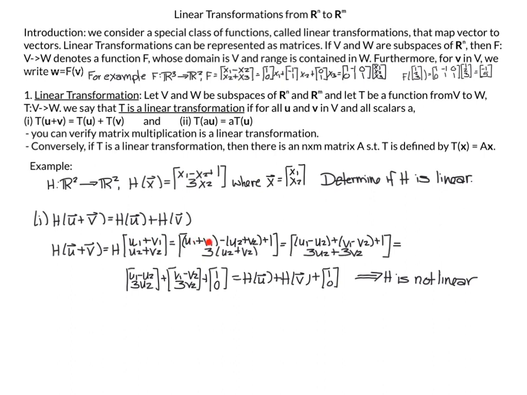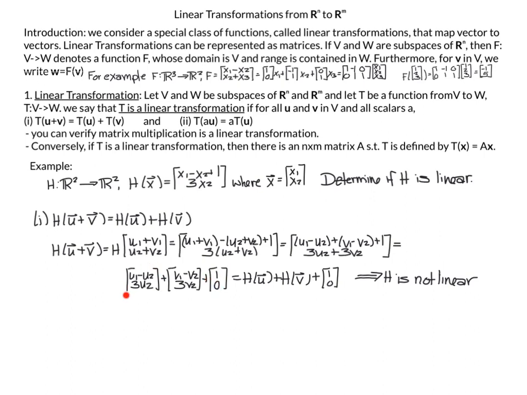So this is my first coordinate minus my second coordinate plus 1. And then I'm going to have 3 times my second coordinate. So again, I can group my u's together, I can group my v's together, and I can separate this out. So I have u1 minus u2 over 3u2, and I also have my v1 minus v2 over 3v2, but I have this extra 1, 0 over here.